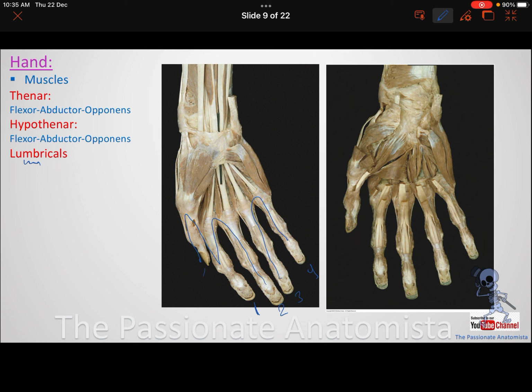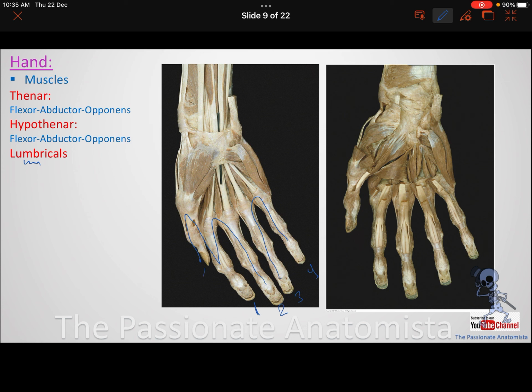It supplies deep muscles. So what are these muscles? Let me just tell you one of them here. For the flexor pollicis brevis, it has 2 heads. It has a superficial head and a deep head. The deep head takes double innervation. It takes from median and also ulnar because it's a deep head.